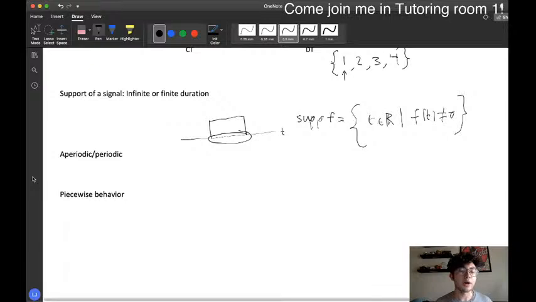So we tend to like to classify signals. One way that we will typically distinguish between them is aperiodic and periodic signals. So what is a periodic signal? If we have some signal x of t, then it's periodic if we have the following equality: x of t is equal to x of t plus big T, where big T is the period.